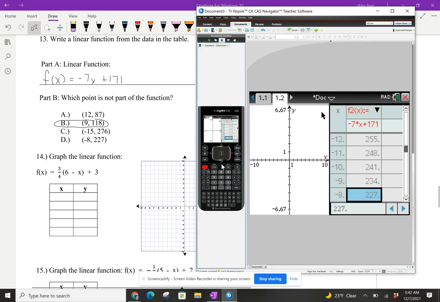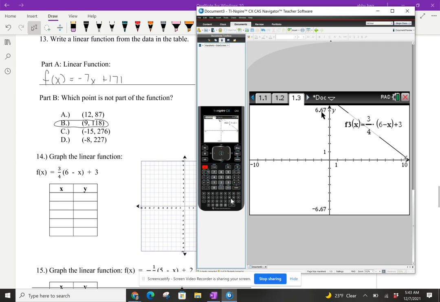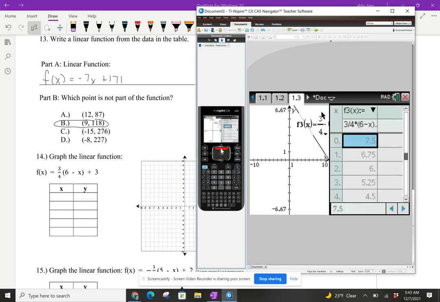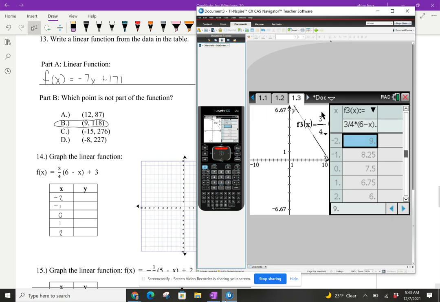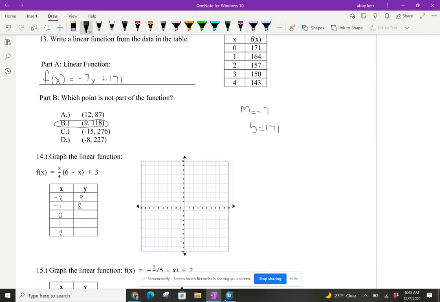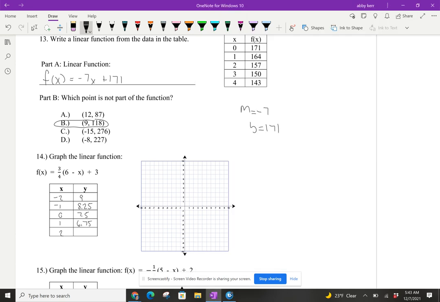Now for number 14, I really recommend you just adding a new page and graphing it instead of evaluating it. So if you hit Control T, I will give you the X's on the test. I just forgot to type it. So negative 2, negative 1, 0, 1, 2. So then it's 9, 8.25, 7.5, 6.75, and 6.